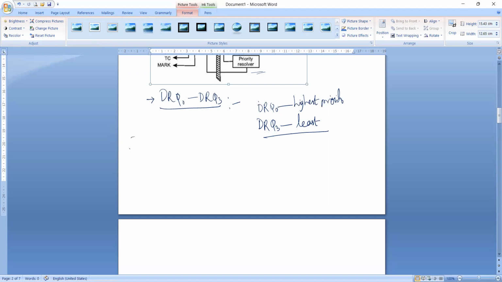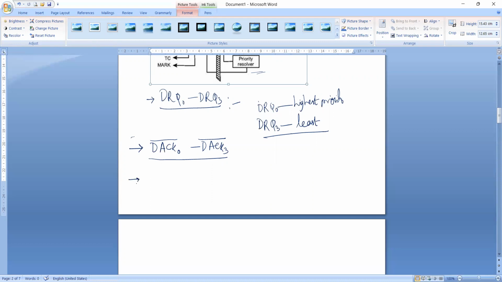Next pins are DACK0 to DACK3, the acknowledgement signals. These are active low DMA acknowledge lines, which update the requesting peripheral about the status of its request by the CPU. These lines can also act as strobe lines for the requesting devices.